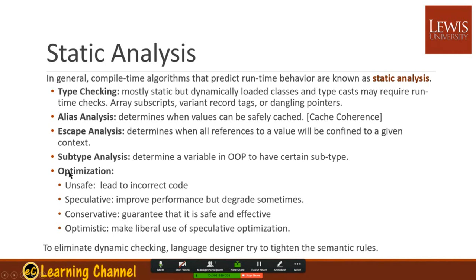Here are four different levels of optimization. Some are unsafe, some are speculative, some are conservative, some are optimistic. So these are different levels. Unsafe will leave incorrect code. Speculative improves performance but sometimes degrades it. Conservative guarantees that it is safe and effective. And this one, optimistic, is the literal use of speculative optimization. So here are all the different levels of optimization for static checking. You need to determine which level you will implement.